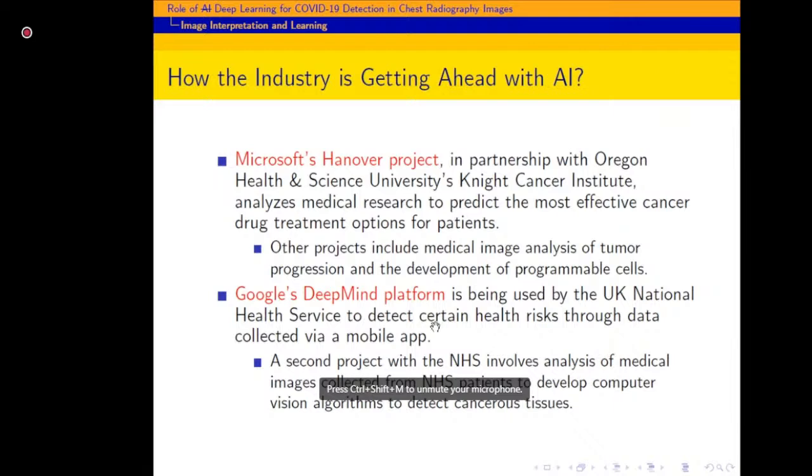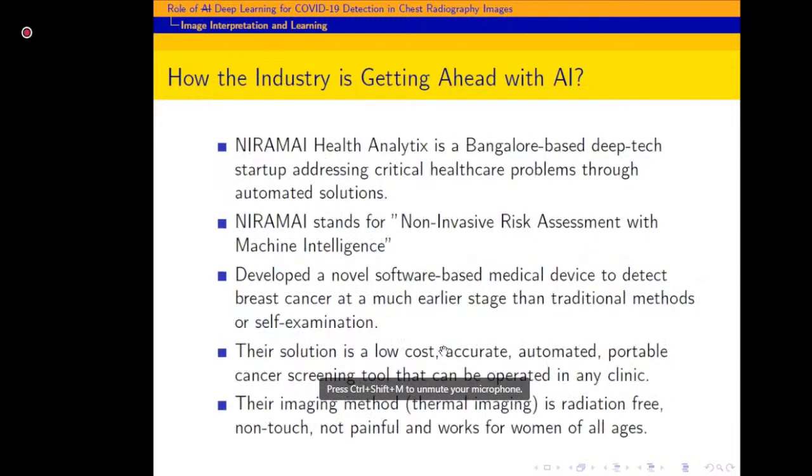Similarly, you will find there is also a crucial group in Google who are also focusing on solving medical image analysis problems, where they are trying to develop some machine learning or deep learning algorithms to detect various cancerous tissues. In India, you will also find there are a lot of startups, right? There are a lot of startups. They are only focusing on solving medical image analysis problems.